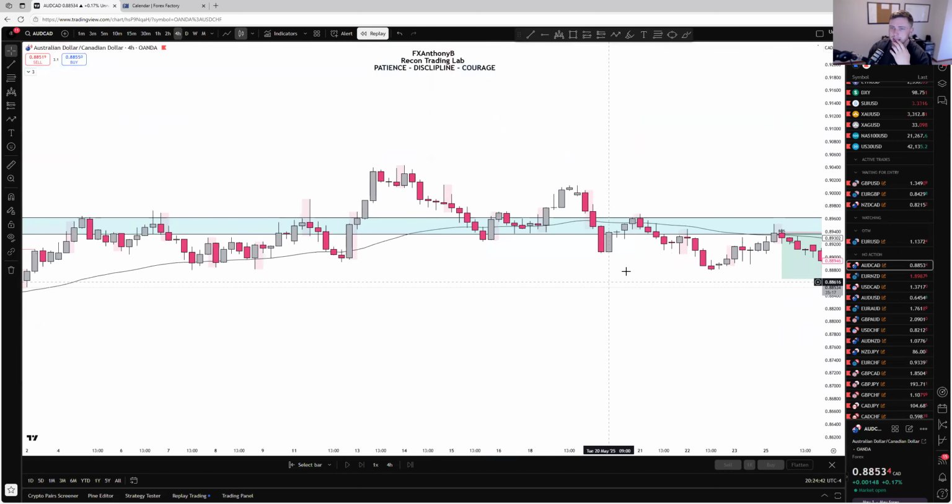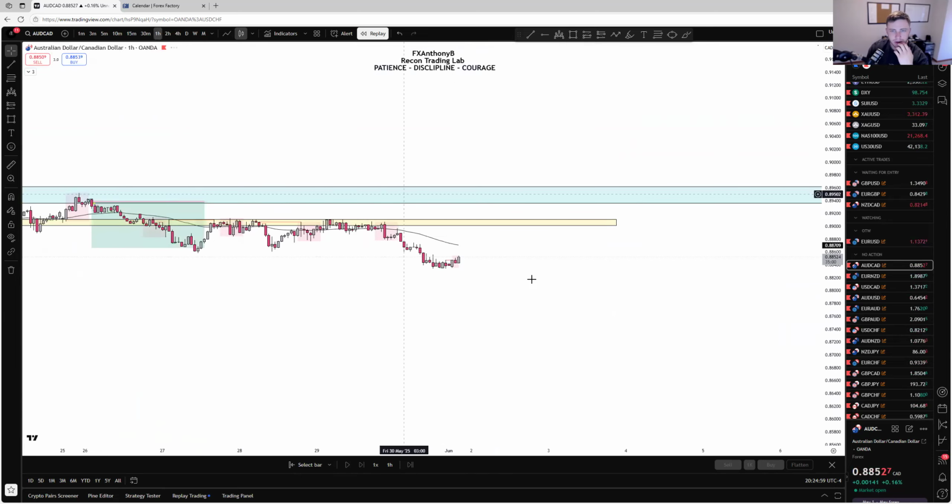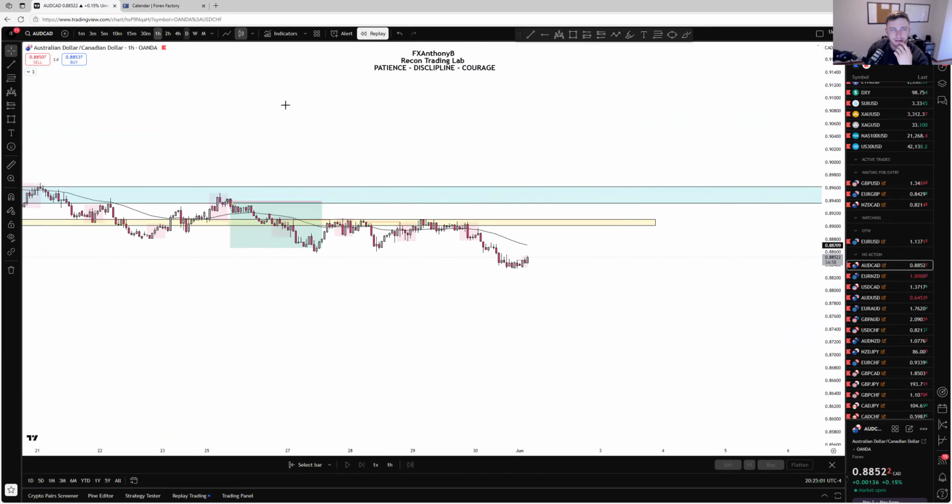All right, 4 hour. I did see something that I liked on the 4 hour. I do see some structure here. There's like a nice little 4 hour barrier or a 4 hour area of interest right here. I do like that. That looks good. Price, 4 hour EMA is there. 1 hour, 1 hour EMA is a little off.